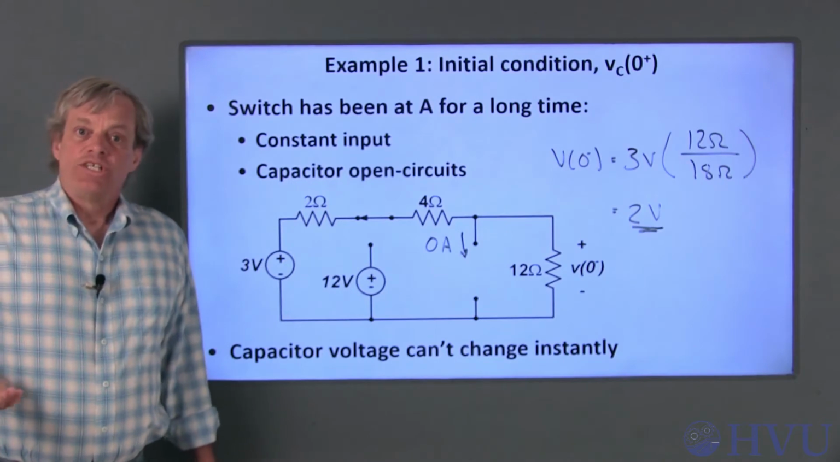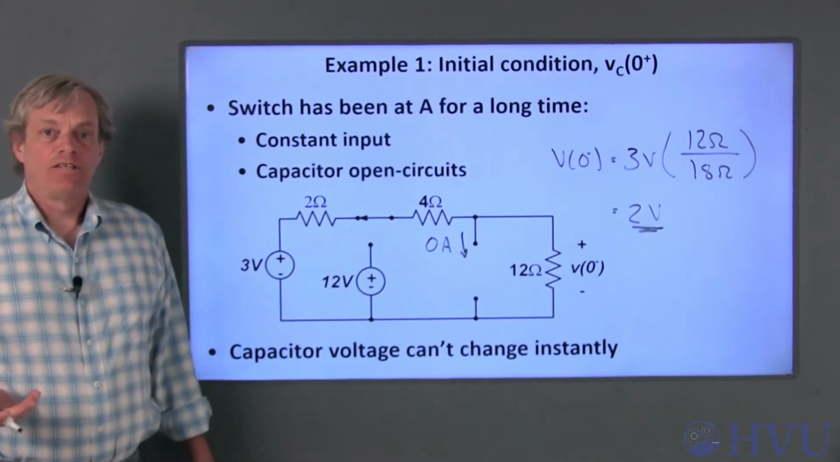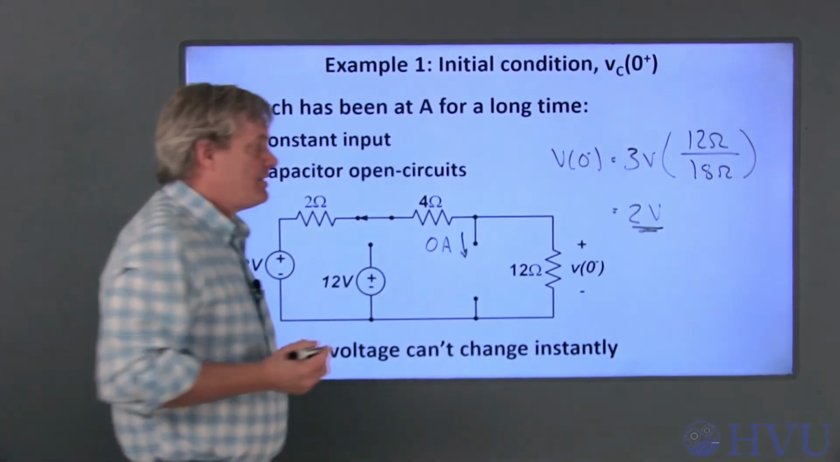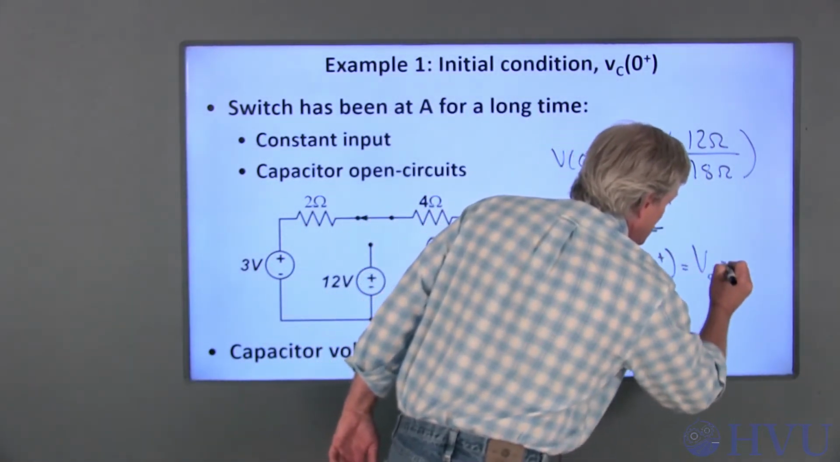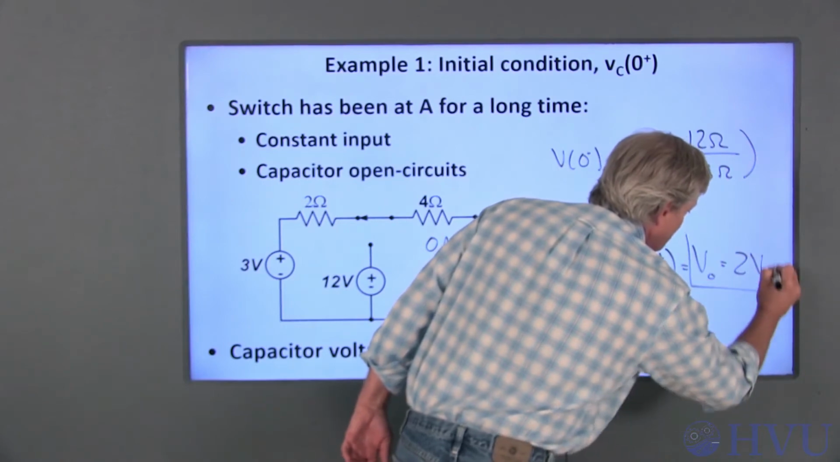Since the capacitor's voltage can't change instantly, that means the voltage at t equals 0 plus, the initial condition that I want, V of 0 plus, which is just V0, is also 2 volts.